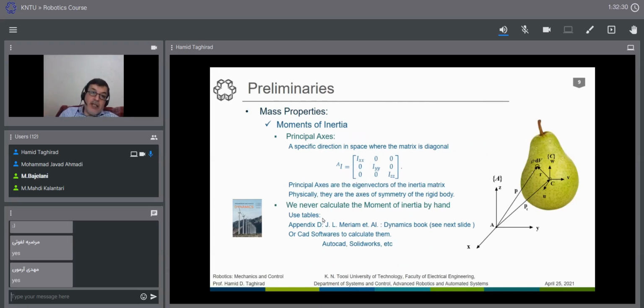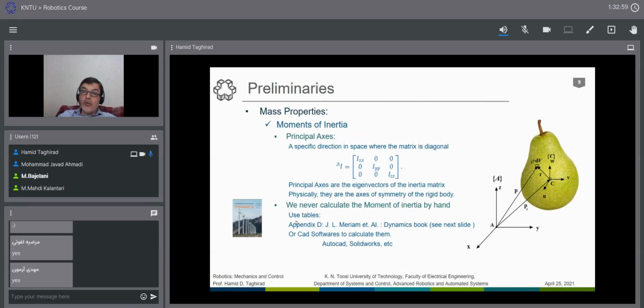Usually we don't have negative mass in classical dynamics. So the principal axes, as I mentioned, can be found from the eigenvectors of the mass matrix, which for control people is quite easy. And physically, this means the axes of symmetry of the system. And usually this is given in the books.